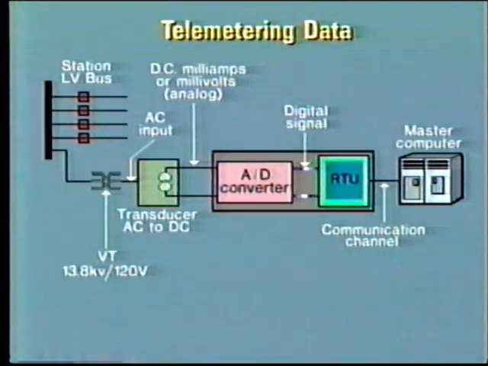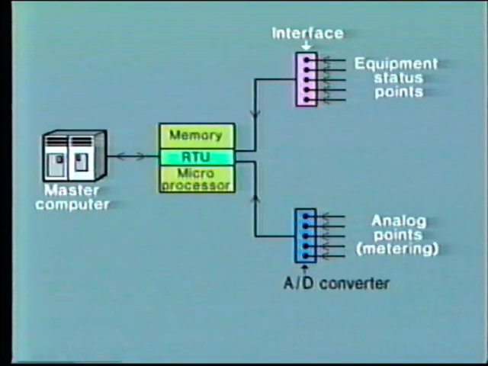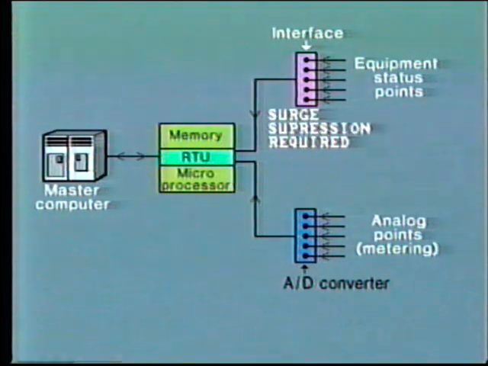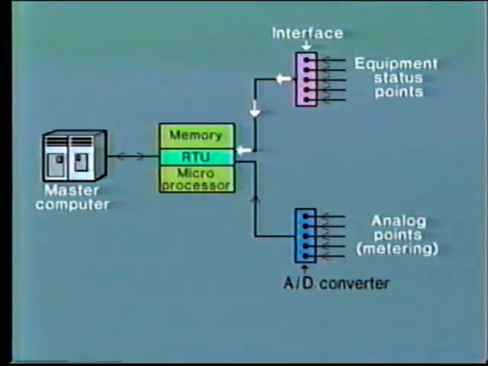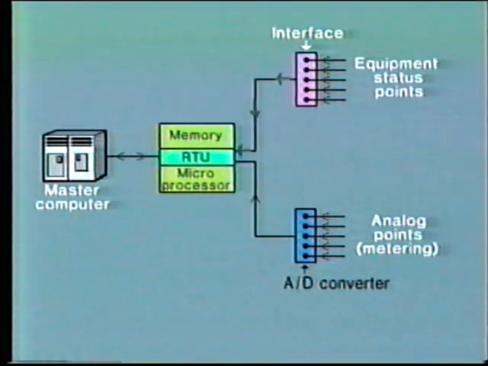Okay, now let's look at other inputs to the RTU. These are status indicating points. These signals are already digital in nature, that is, on or off, but an interface is still required in order to condition the signal. Surge suppression is required in order to prevent any voltage spikes or other interference getting into the main processor and causing damage. As before, these digital signals are fed into the corresponding printed circuit board to continuously update the RTU memory.